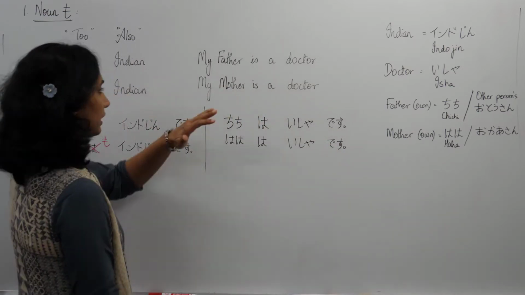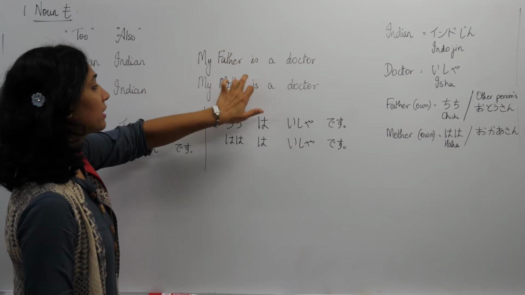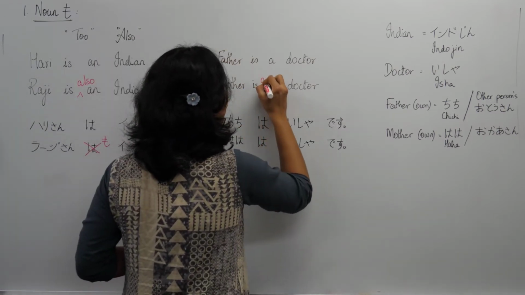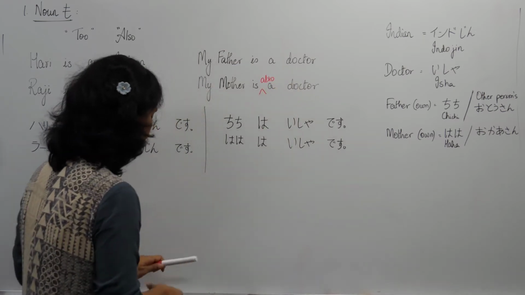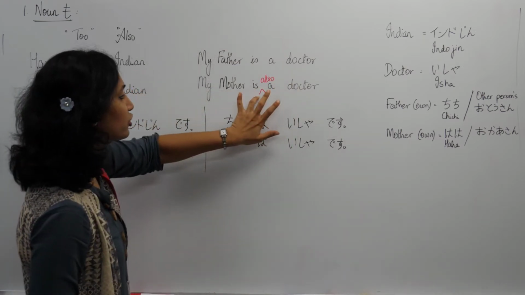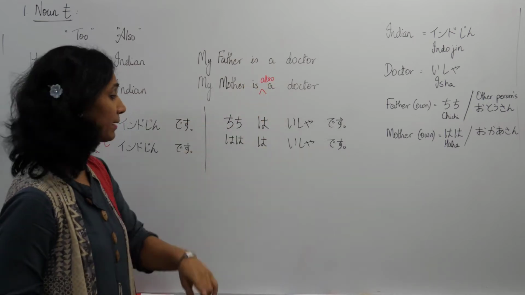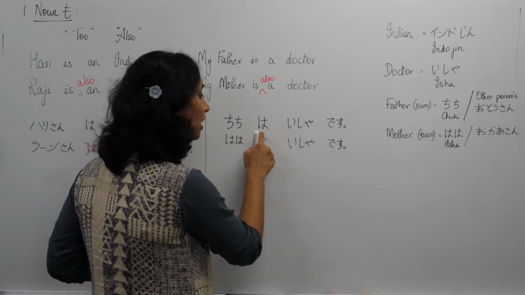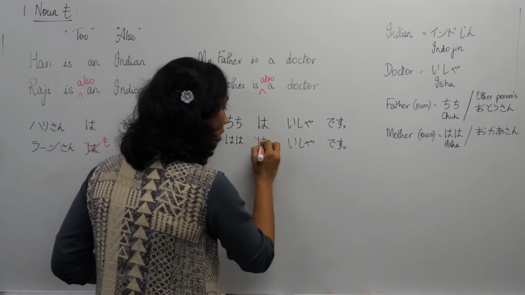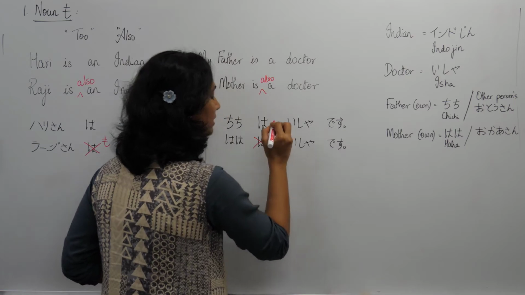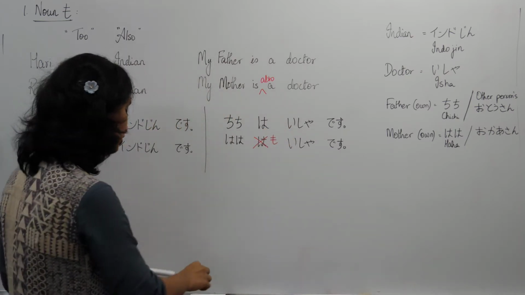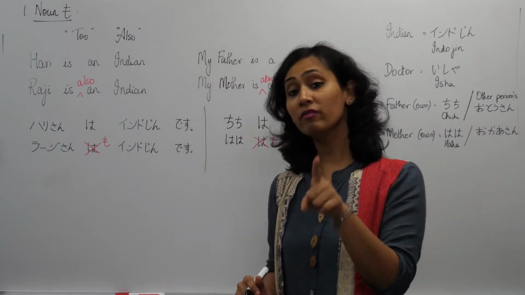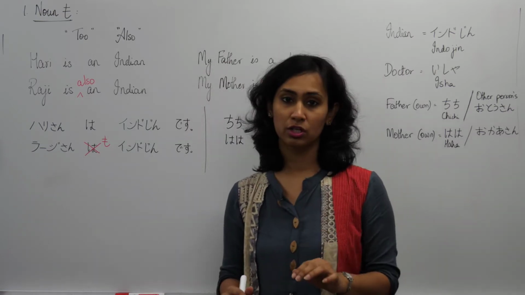Okay. Grammatically, if this sentence has to be corrected, it should be my mother is also a doctor. In English, we don't replace anything, it's just an additional word. But in Japanese, instead of this wa particle, chichi wa isha desu, it is haha mo isha desu. So can we just revisit the concept of mo? First thing, when will mo be used? See, there are multiple usages of mo.